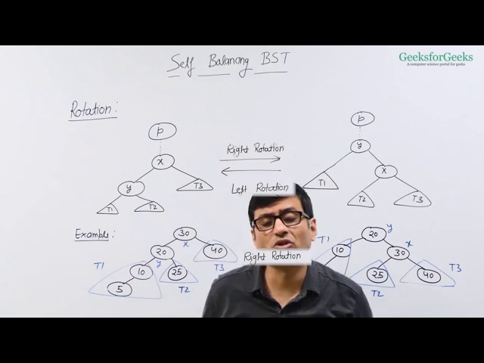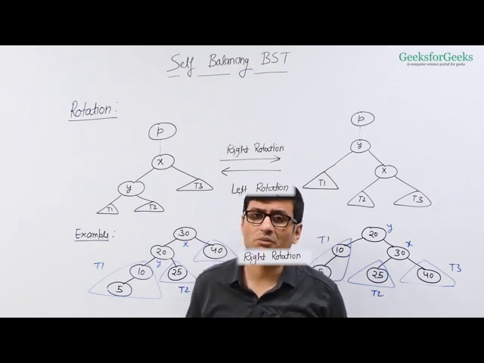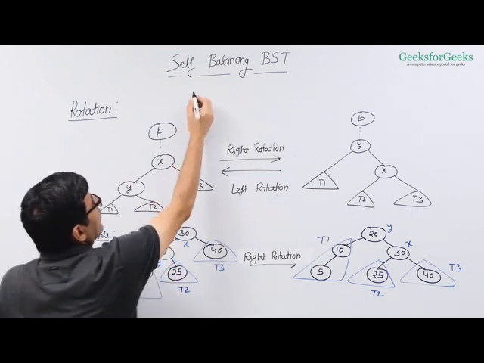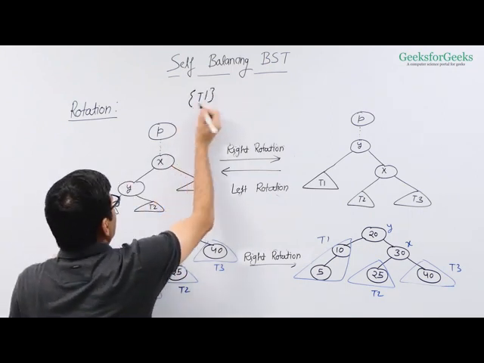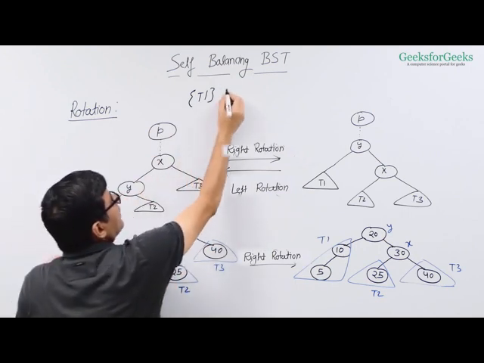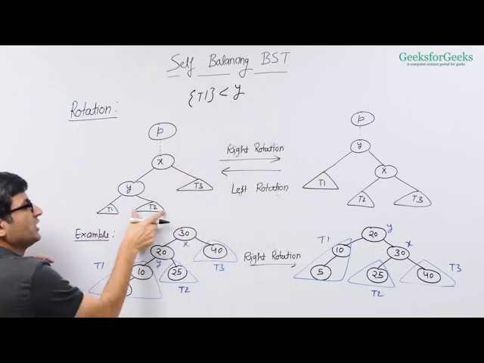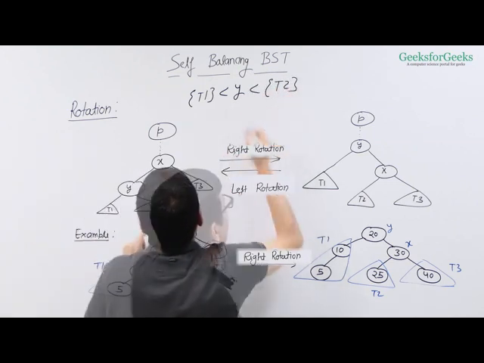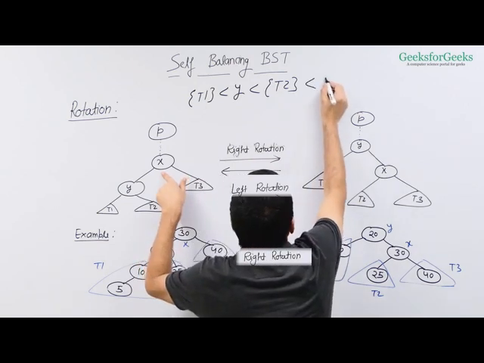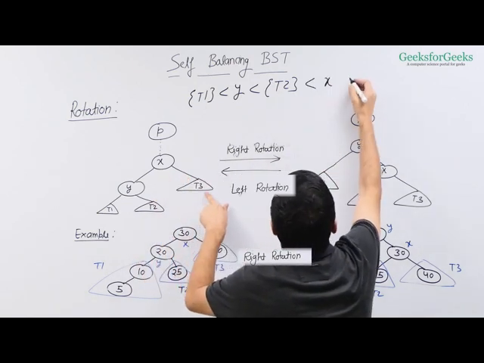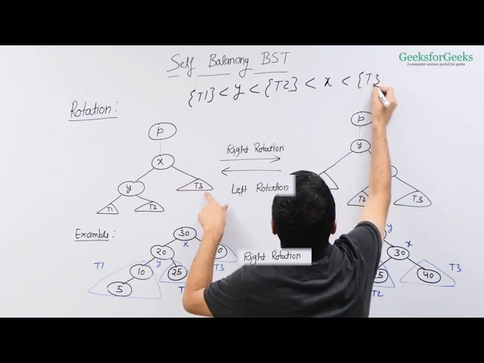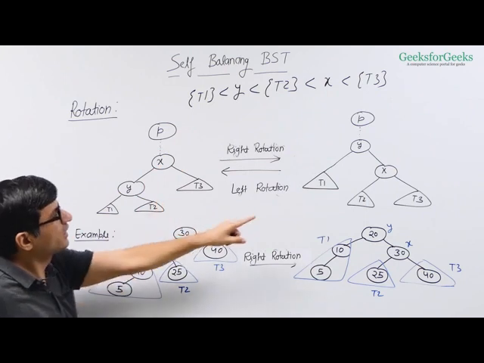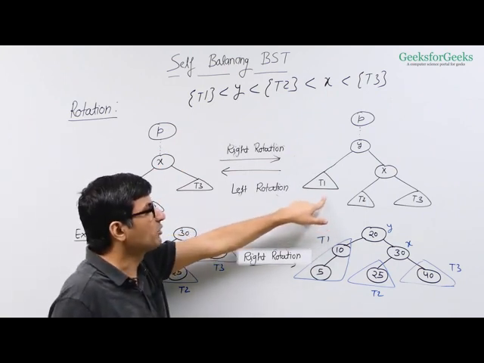This rotation does not cause any violation in the BST property. Let us see how. In this particular BST, all keys in T1 have to be smaller than Y. And all keys in T2 have to be greater than Y. And then X has to be greater than all these. Then all keys in T3 have to be greater than all these. So this is the order we have in this BST. Let us take a look at this. Do we have the same order here?